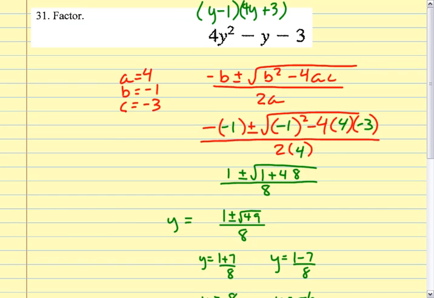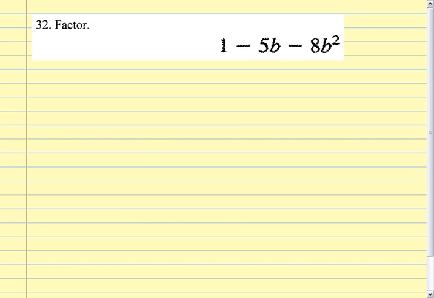Beautiful. I love the quadratic formula. It works for me every time. Look at the last one. Oh, no. Okay. Well, I'm going to have to use the quadratic on this one or a guess and check, but let's just see. First, we have to get it in the right order.